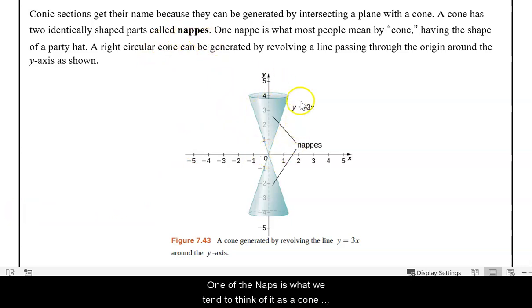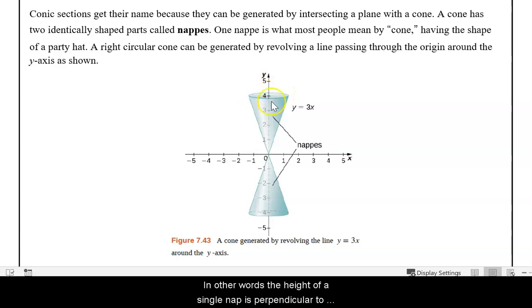One of the nappes is what we tend to think of as a cone, but in mathematics, of course, technically the cone has two nappes, which means that it is a double-napped cone. We call it a right circular cone because the base of each cone is, of course, a circle. And the right comes from the fact that if you put a line through the center of the circle and through the point where the two nappes meet, it would be at a right angle to the base, which is the circle itself.